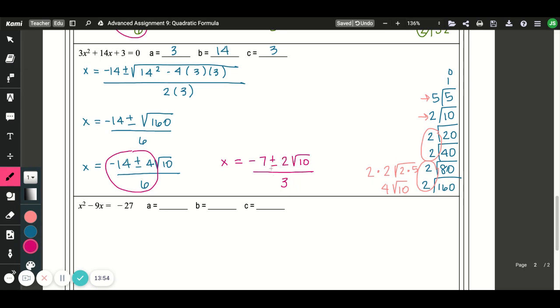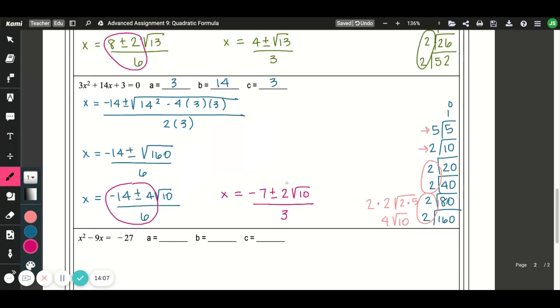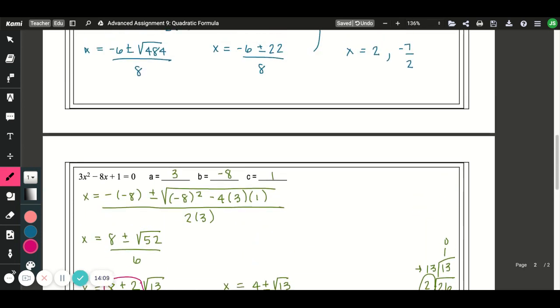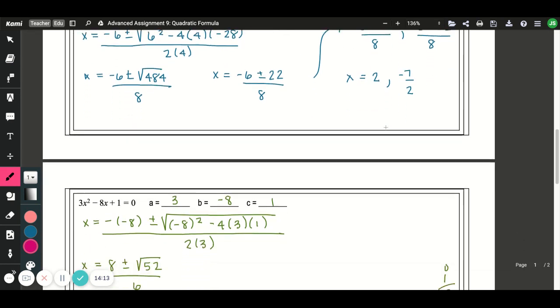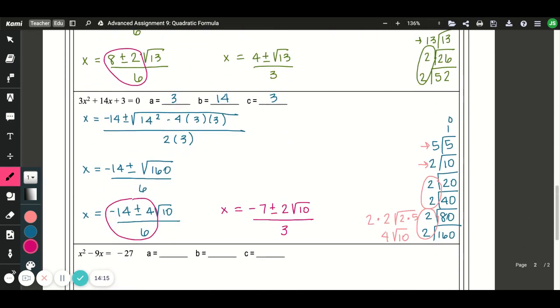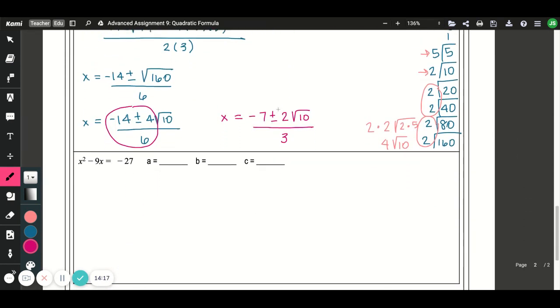So you could simplify it, or you could not simplify. Sorry, it is simplified. You could separate it into 2 separate ones. So you could write negative 7 plus 2 root 10 over 3. And then your second answer, negative 7 minus 2 root 10 over 3. But since they're not going to simplify, I'm not going to get 2 separate nice answers. They're both going to be big and ugly. I'm just leaving it like that. I'm not going to separate them because nothing better is going to happen.